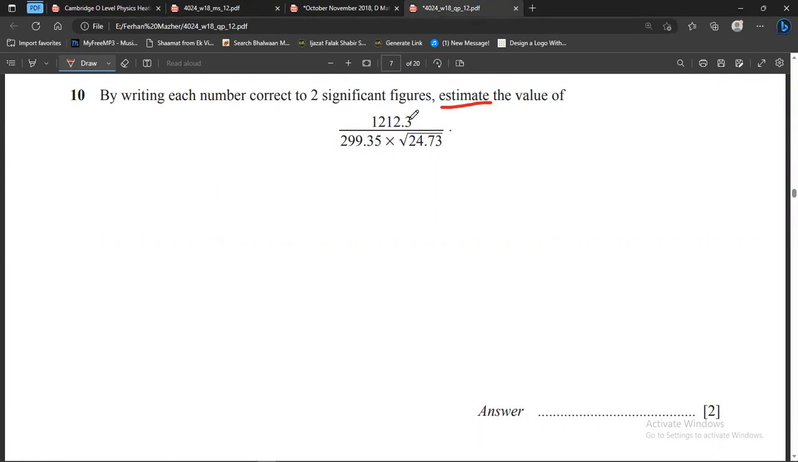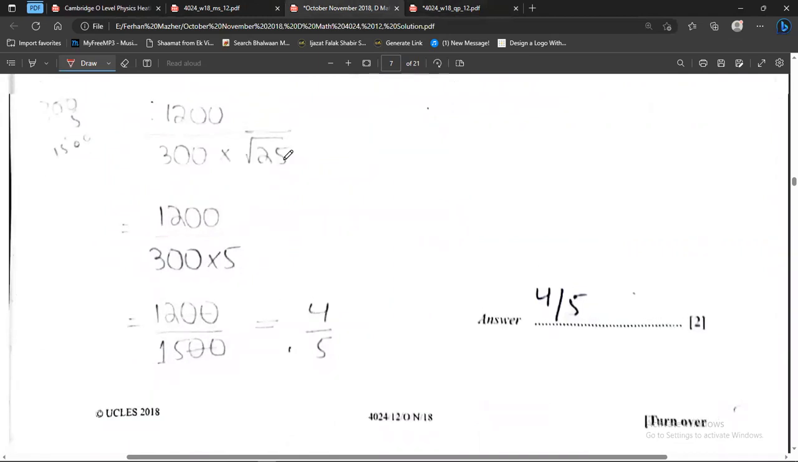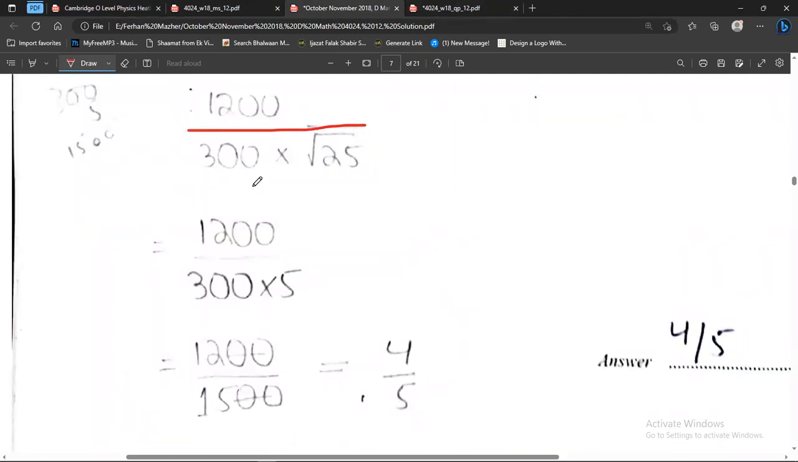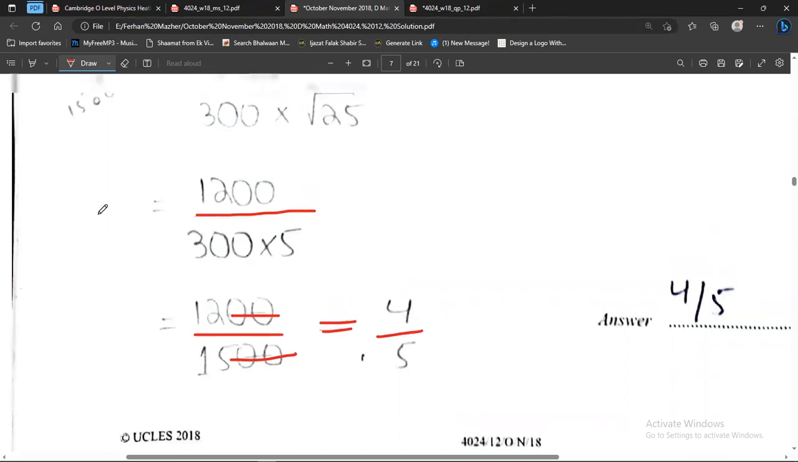So this will become 1000 divided by 300 and multiply square root of the 25. This can be written as 1200 also. So we will have 1200 divided by 300 into square root of the 25. So this will become 1200 divided by 300, and the square root of the 25 will become 5. So you will have 1200 divided by 1500, and the zeros will be cancelled. So you will have 4 by 5. So my answer is 4 by 5.